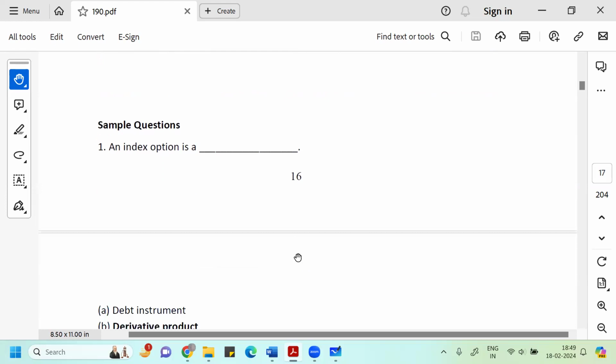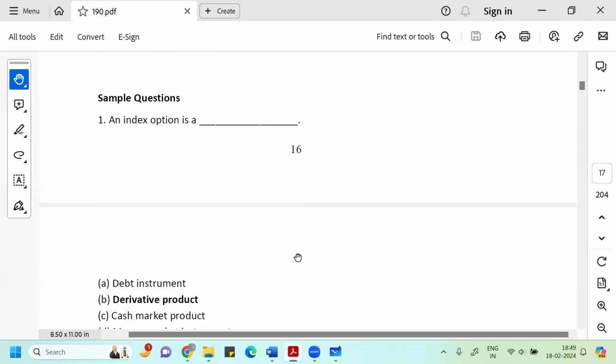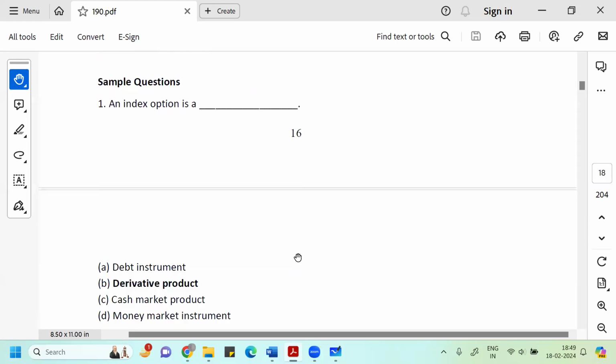Going further, if I see the sample question, what is an index option? It is a derivative, not a debt instrument, because an index option is a derivative instrument where the underlying asset is the index. An index is a portfolio of different stocks. Those indexes may be created based on market capitalization or based on sectors. So basically that is an index option.